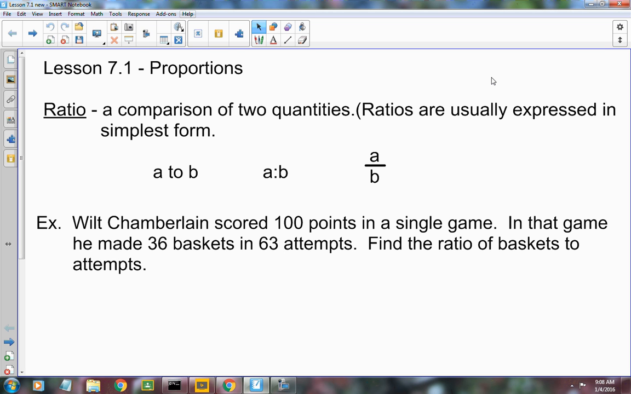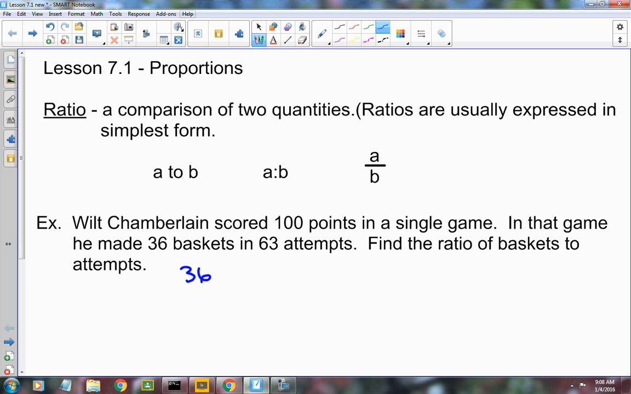Wilt Chamberlain. Has anybody ever heard of Wilt Chamberlain? You have? Probably one of the best basketball players of all time, I think. This is a true fact. He scored 100 points in a single game, and this is before the three-point shot. In that game, he made 36 baskets on 63 attempts. Find the ratio of baskets to attempts. What would we do? We want baskets to attempts. So how would we set that up?